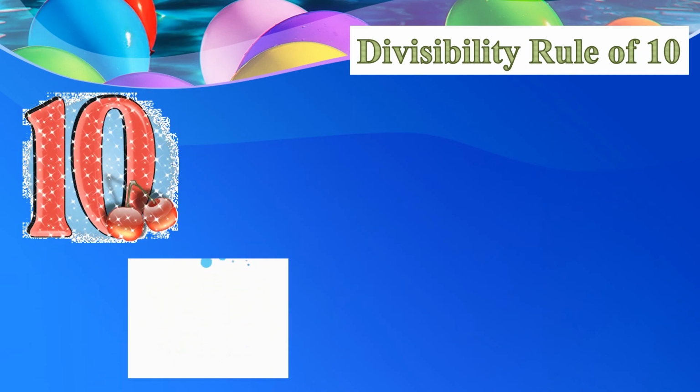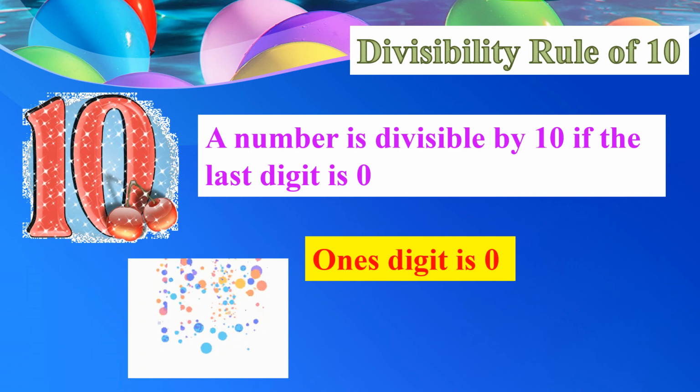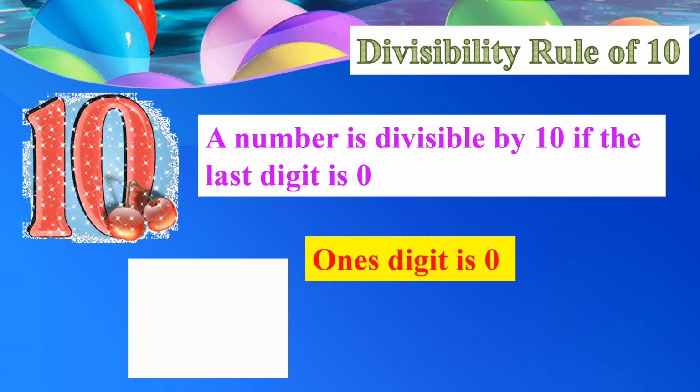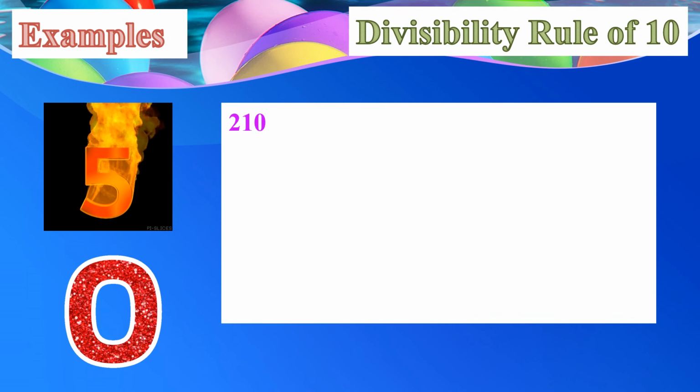Divisibility rule of 10. A number is divisible by 10 if the last digit is 0. In short terms, in the given number, the ones digit should be 0. Divisibility rule of 10 with an example.